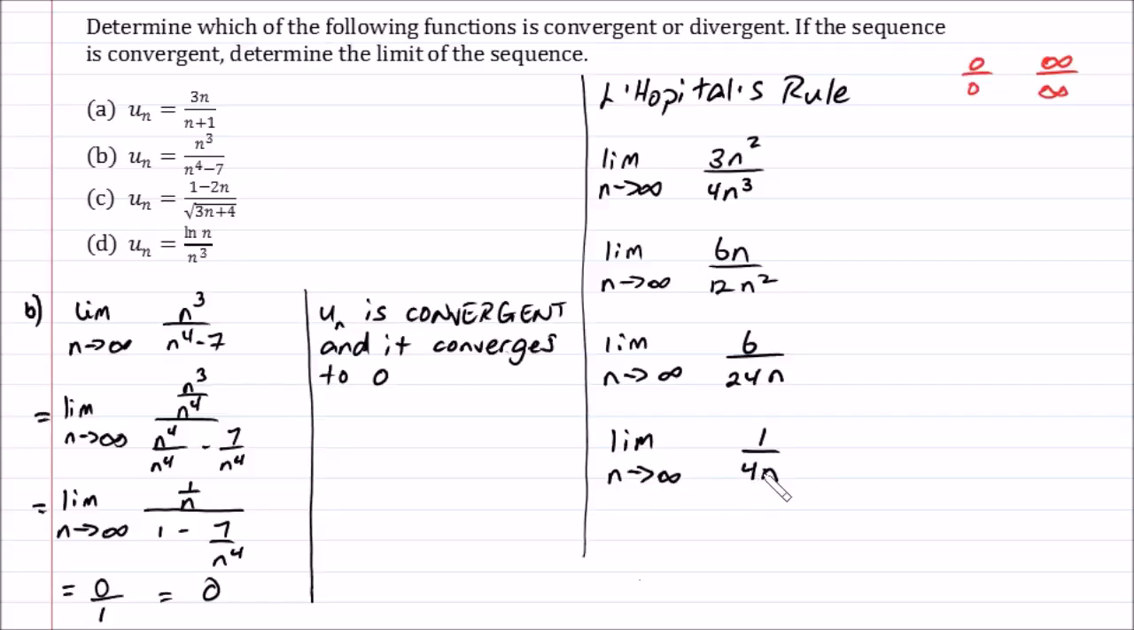Now, as we substitute in n tends to infinity, and we apply this principle, our denominator is going to get really, really large, which means that our fraction becomes smaller and smaller and smaller, i.e. it tends to 0. So you see, we still got the same result.